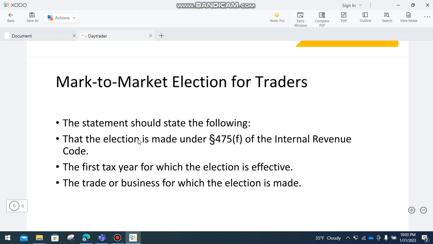In order for you to take that election, you're going to have to write a statement and submit it with your return. This is what you're going to put on the return: the election is made under Section 475 of the Internal Revenue Code, the first tax year for which the election is effective. You put that information here, and then the trade or business for which the election is made. So you have to include that on a statement and submit it with the return. I hope this helps when you file your taxes for this year, 2023.